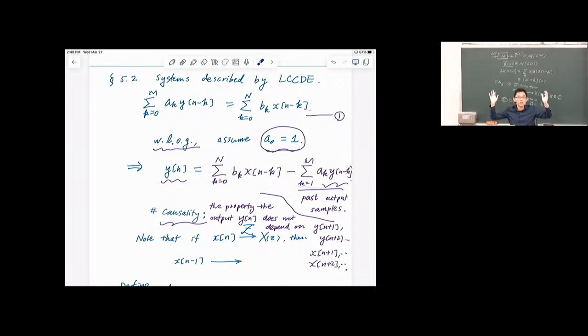Any difference equation you write down defines a causal system. And we can compute the output sequentially. For every new input sample we receive, we can produce one output sample. They can be computed. Okay? They can be calculated.